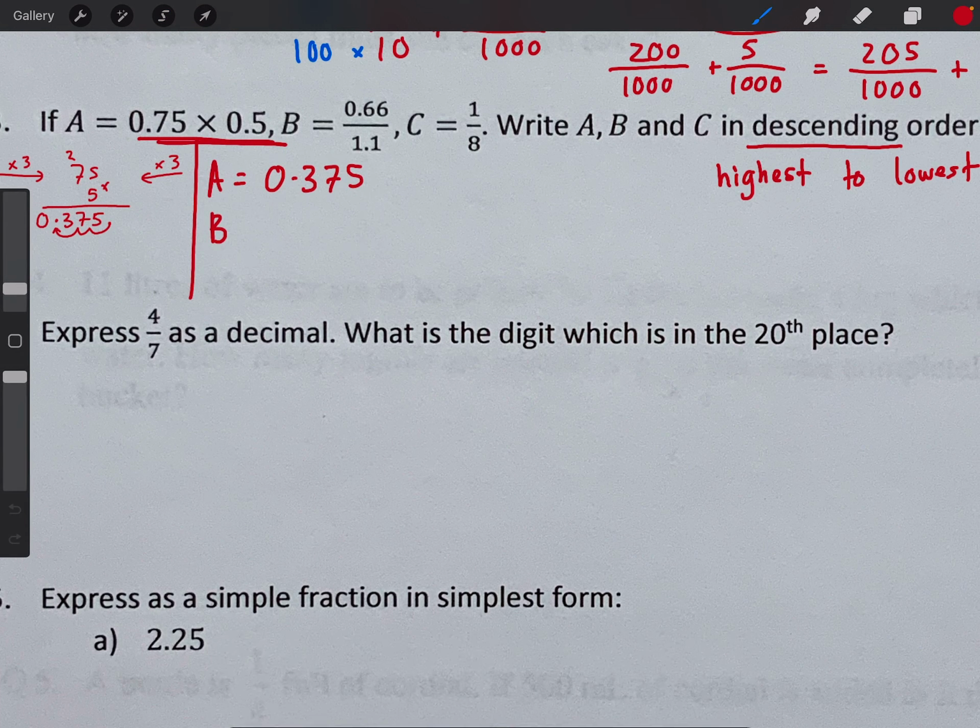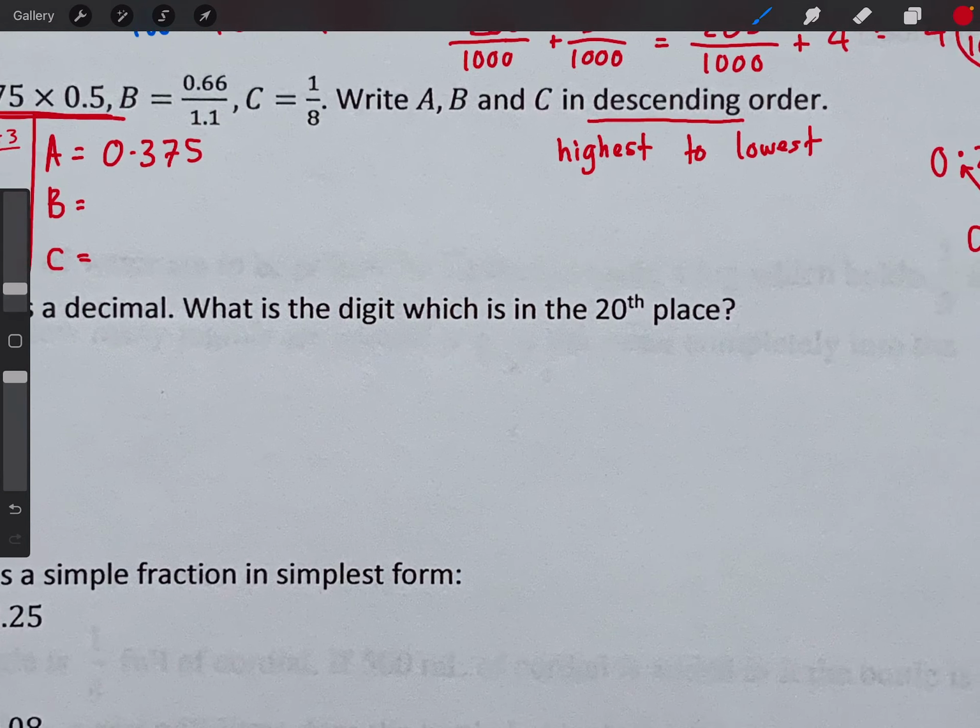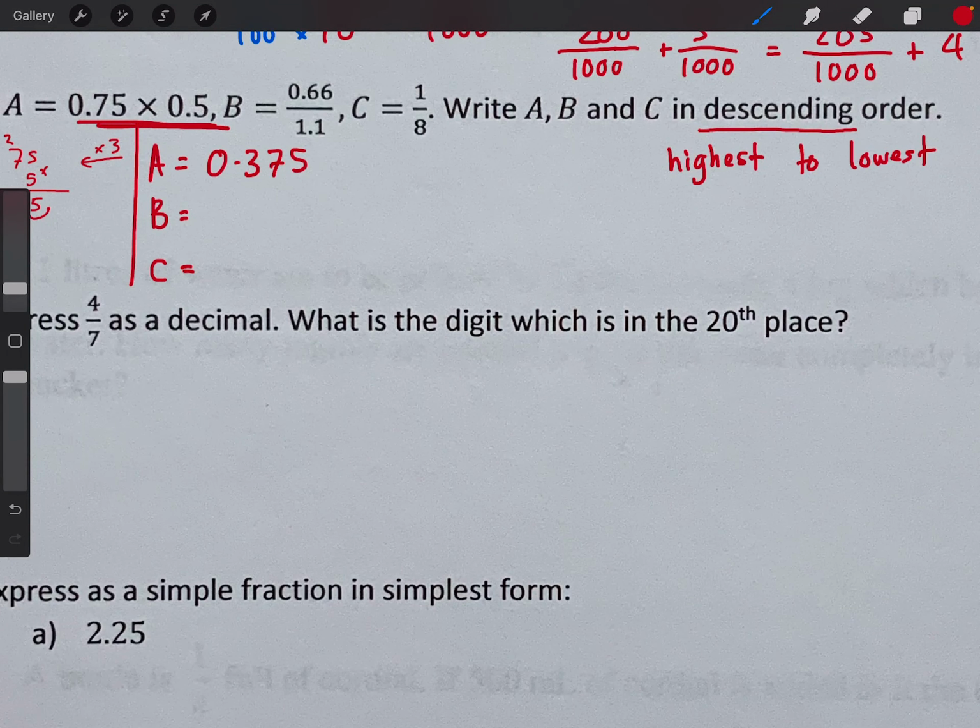Okay. And we'll see what C equals to. Then we can rearrange them. We have to find out what they're... we have to, you know... let me see. Okay. So let's look at B.